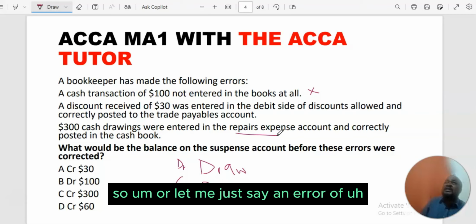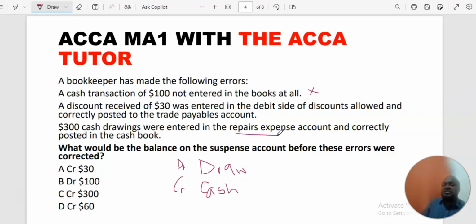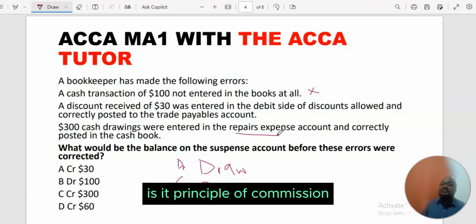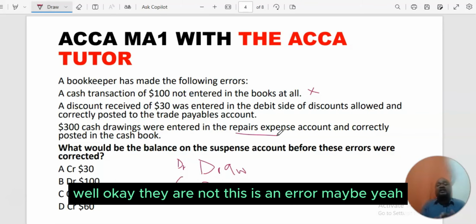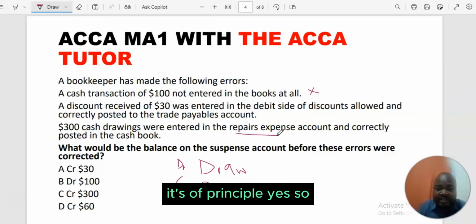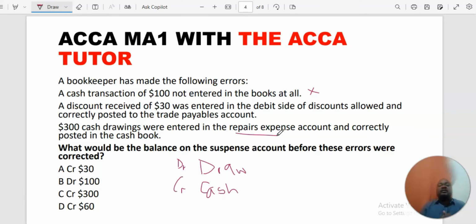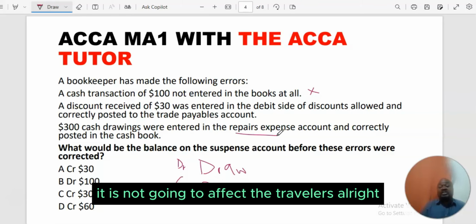Or let me just say, an error of, is it principal or commission? This is an error, maybe. Yeah, it's of principal. Yes. So it is not going to affect the trial balance.